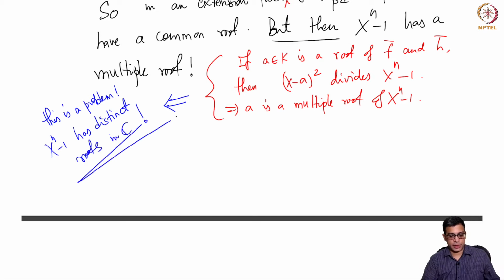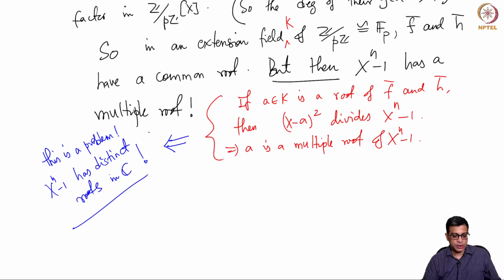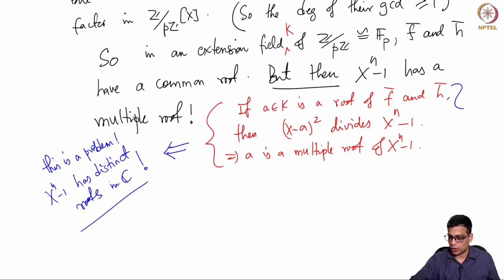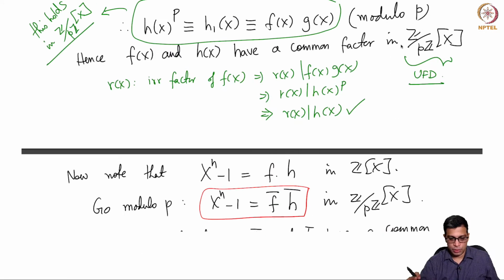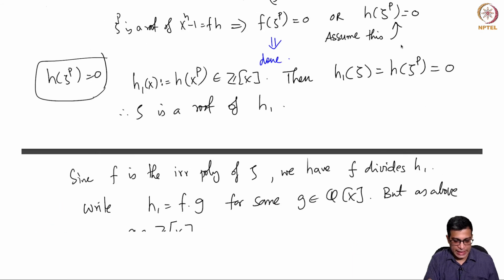We are in characteristic 0 now, so I'll just say C. It has distinct roots, right? It has n distinct roots because there are n distinct nth roots of unity. So this is not possible. That is to say, we are done with this claim.